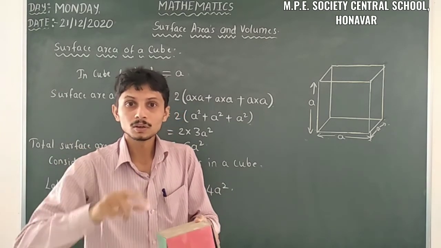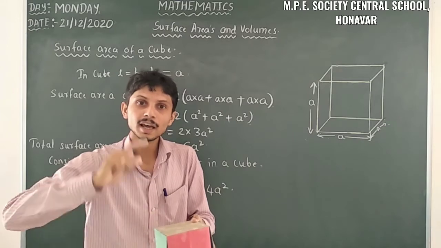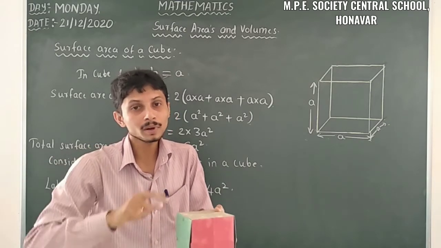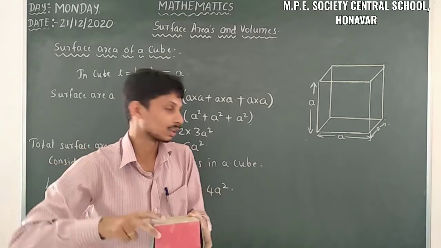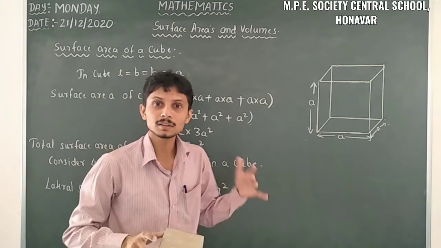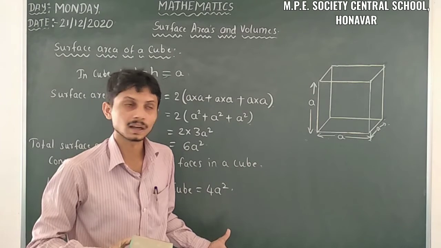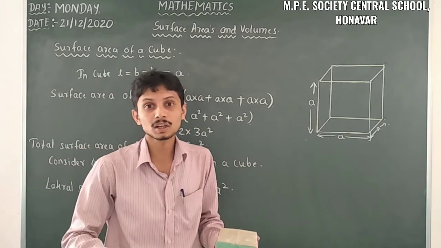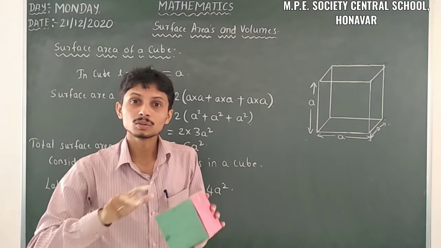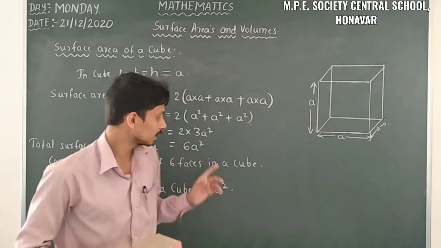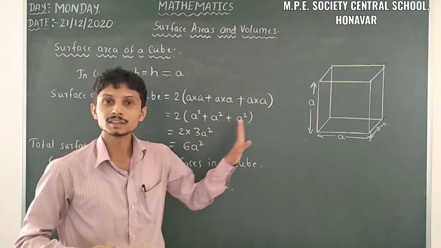Then you have to consider the 5 faces, the 4 walls of the room and the ceiling. That means you can consider it as 5A square. 5 faces we are considering, so 5A square is the lateral surface area. Then when we consider the total, taking the floor also, we have to take all the faces of a cube, so the total surface area is 6A square.